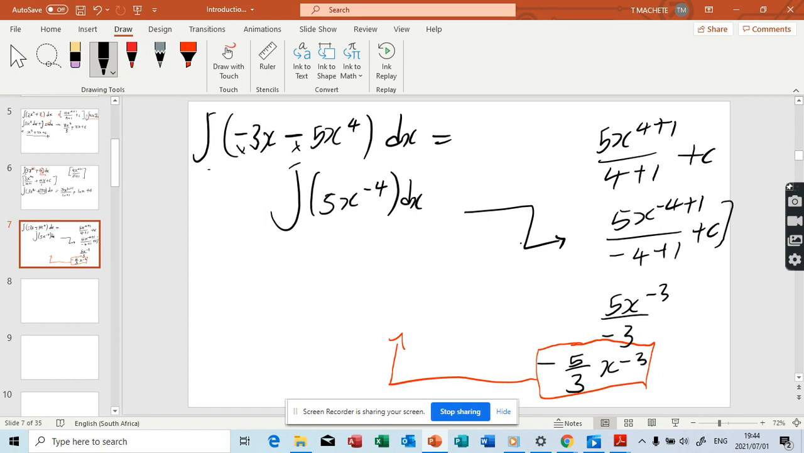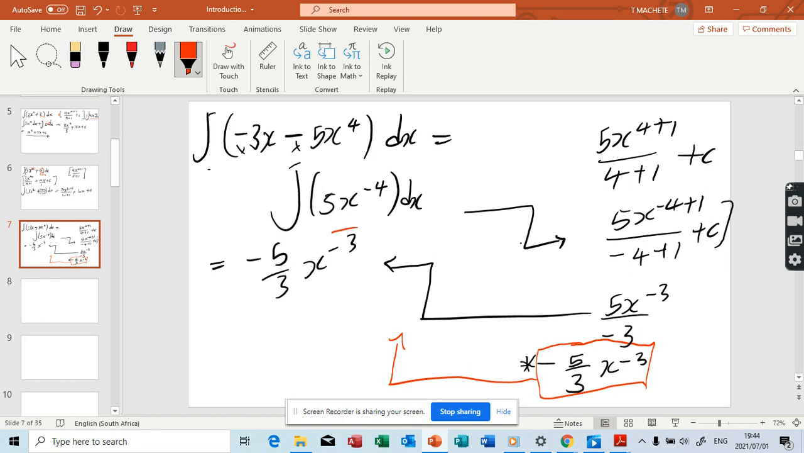The main reason I'm doing that is that they will say simplify further. So how can you write this answer? Maybe I must write it here: minus 5 over 3 x to the power minus 3. Do you agree that this is the same as this? I'm asking, simplify this further. Get rid of this negative exponent. How can you write your final answer if they say simplify further?